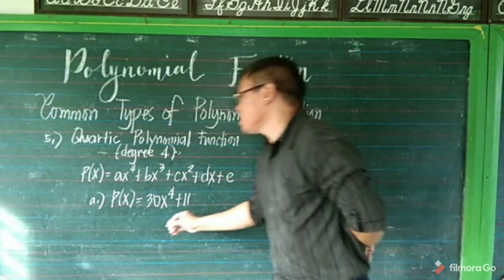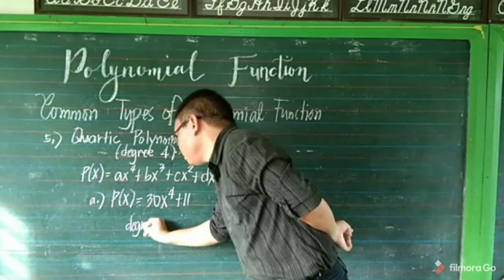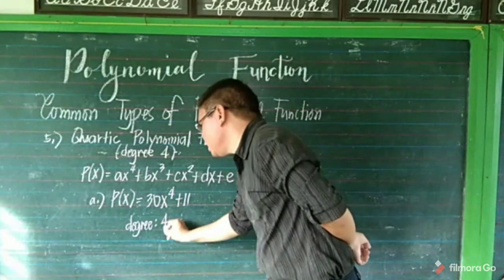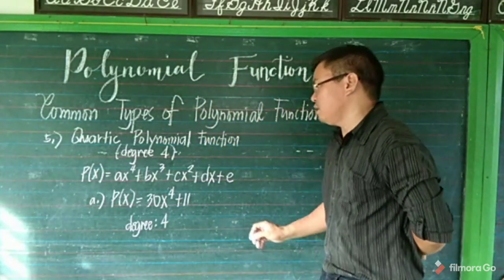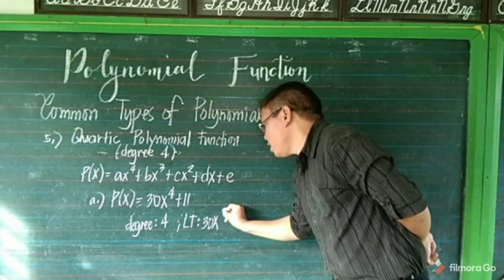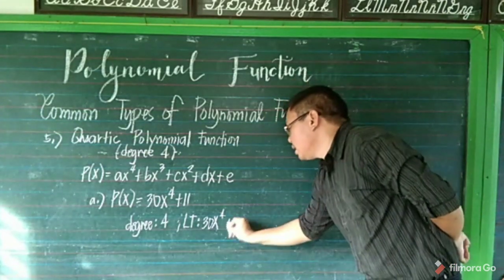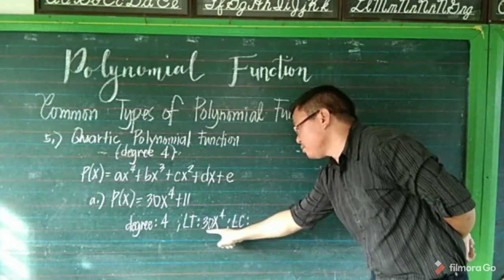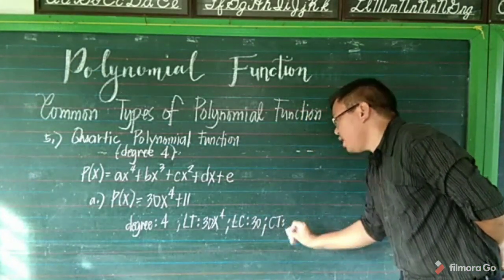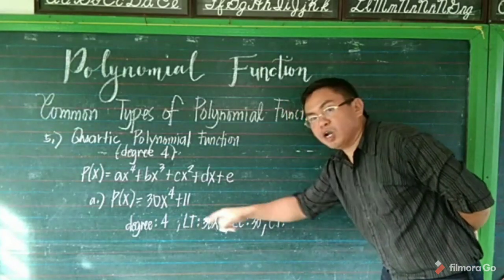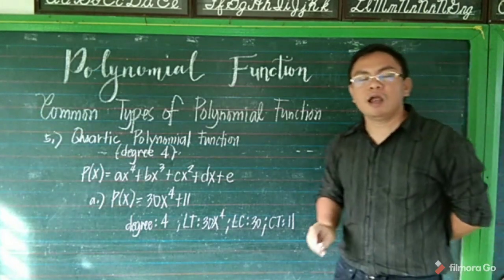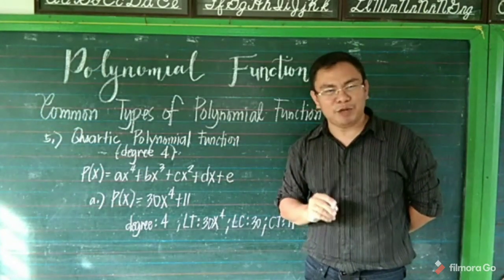Now let's start with identifying the degree. For this example, of course, our degree is 4, since this is a quartic polynomial function. The leading term is 30x to the exponent of 4. The leading coefficient is 30, and our constant term is the term without a variable, 11. So that is for our first example of quartic polynomial function.